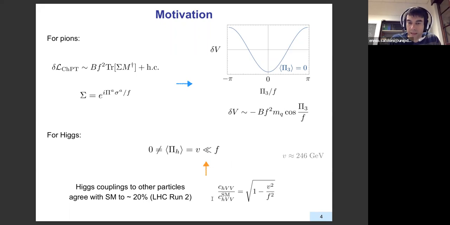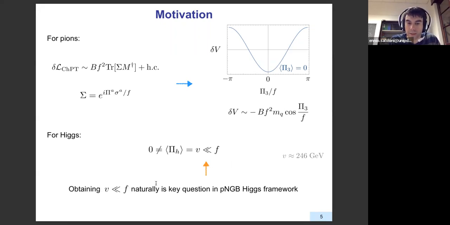So the question that I'll be asking is how to obtain v much smaller than f naturally. This is a question that has been addressed several times and is a big issue in the framework where the Higgs boson could be a PNGB. So that's the motivation.